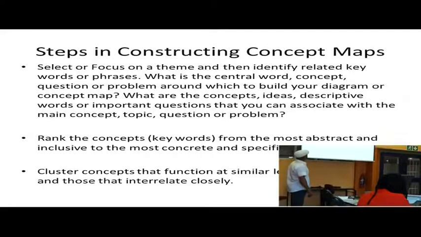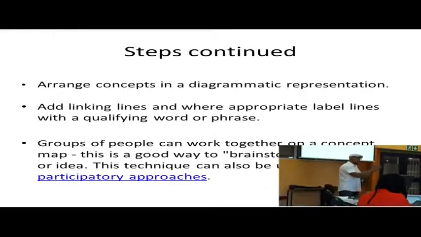You've got a selective focus question. This is just a very academic way of relating that particular point. What is the central word, the concept, question, or problem around which to build your diagram or concept map? Then you rank them, and that ranking essentially is the grouping. So you will find, okay, I've thrown out all these concepts that I need to teach. If I group all these concepts together, is there one concept or one name I can give all these concepts? And that will be the overarching concept. That will be like a big concept, right? We cluster these concepts that function at a similar level of abstraction, and those that interrelate closely. Then once we have all those together, we add the relationships.